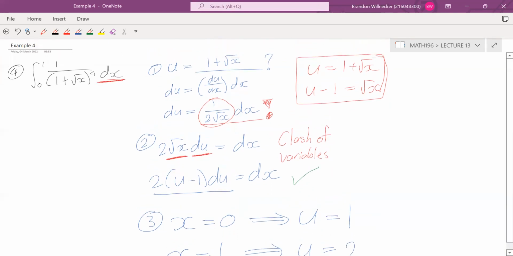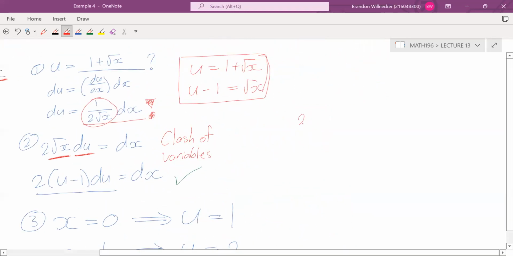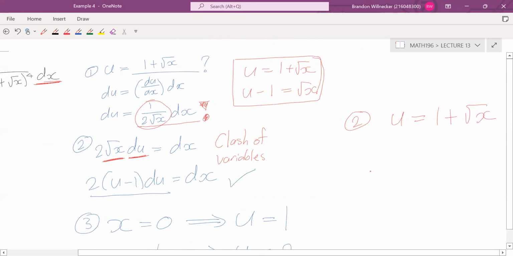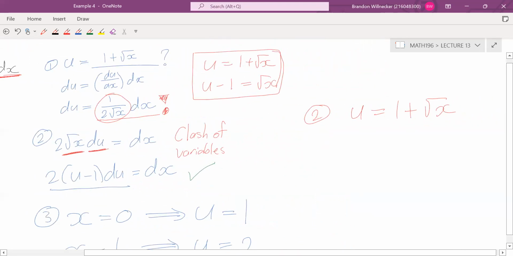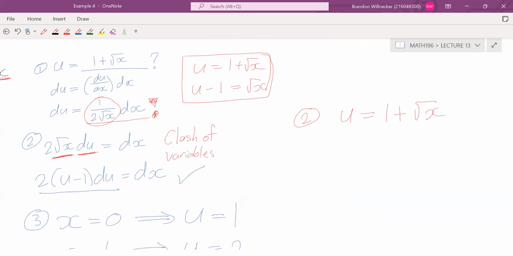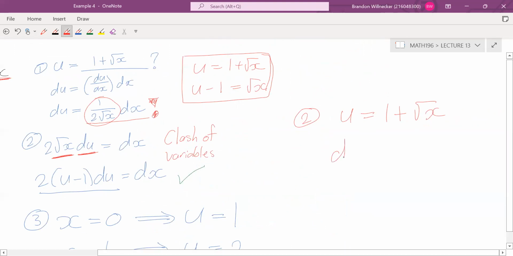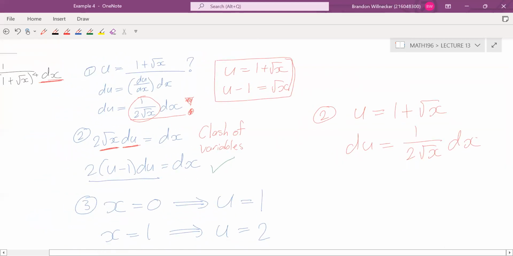Okay, so let me just re-explain this part 2 again. Let me just do it on the side here. This is part 2. So we know that u is equal to 1 plus root x. That was because it's this inside function that's causing us problems. So we need to find du, to write the new integral. So you can check this, but du is 1 over 2 root x dx. That's just taking the derivative.